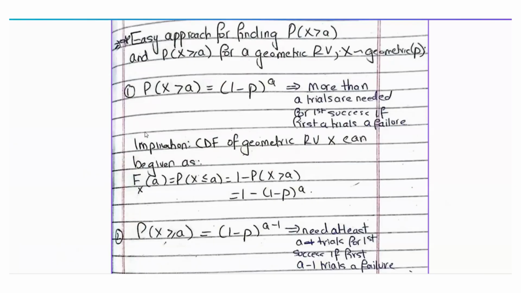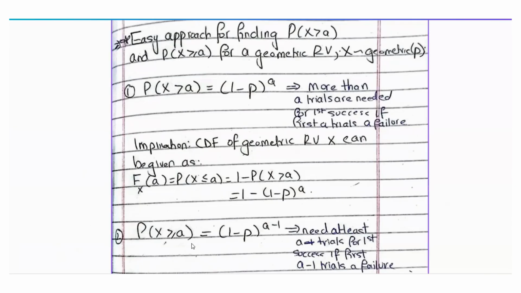Again, this follows from the fact that all trials are independent and the probability of success and failure is constant in each trial. An implication of this is that the CDF for geometric random variable can be written very nicely as F(a), which we know is probability x is less than or equal to a by definition of CDF. And using the complement rule, we can write it as 1 minus probability x is greater than a, and we know probability x is greater than a is just 1 minus p power a. So we can express the CDF for geometric random variable in this form.